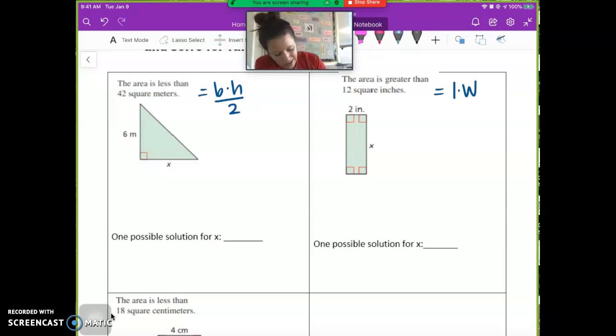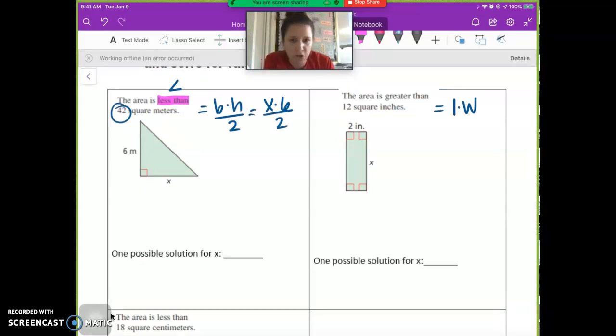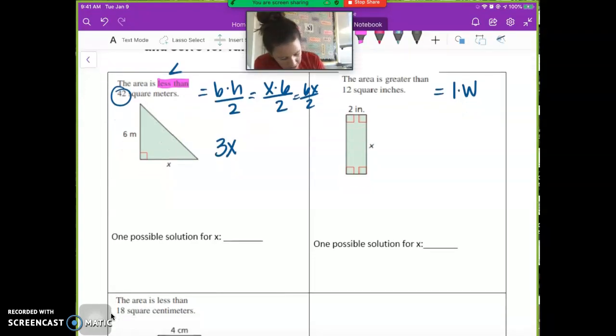So this says the area is less than, oops, I meant for that to be a highlighter, the area is less than 42 square meters. So that means the area of this triangle has to be less than 42. So base times height divided by 2 is x times 6 divided by 2, which is really 6x divided by 2, which is 3x. Okay, so 3x is the area of this triangle, and it has to be less than 42.